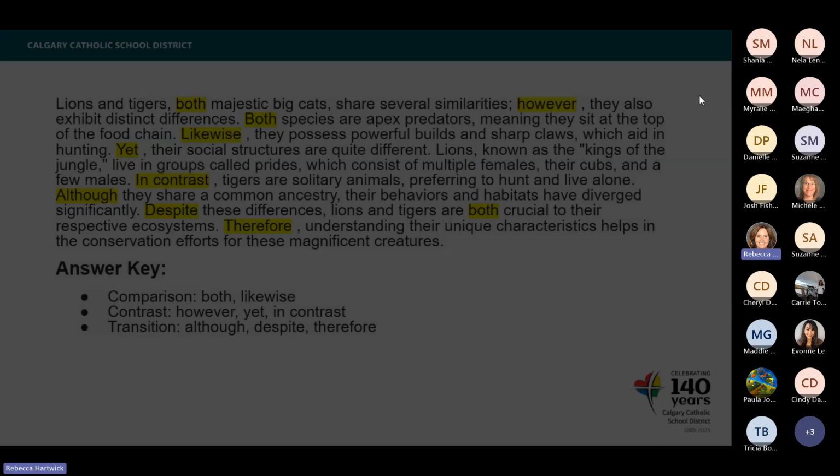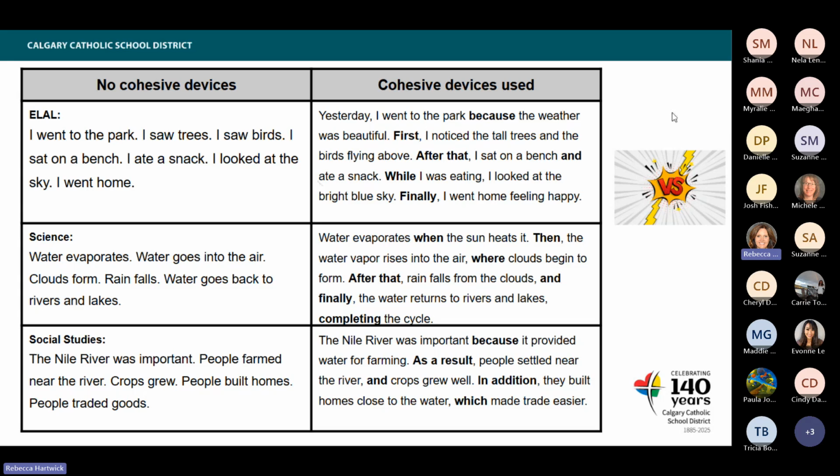So now that we're aware of what a cohesive device is, I thought we could just do a little comparison between some different subject areas, some writing, but these are also things that students could say. And then on the other side here, we have when cohesive devices are used. So on the left, the student didn't use cohesive devices, and on the right would be by adding them.